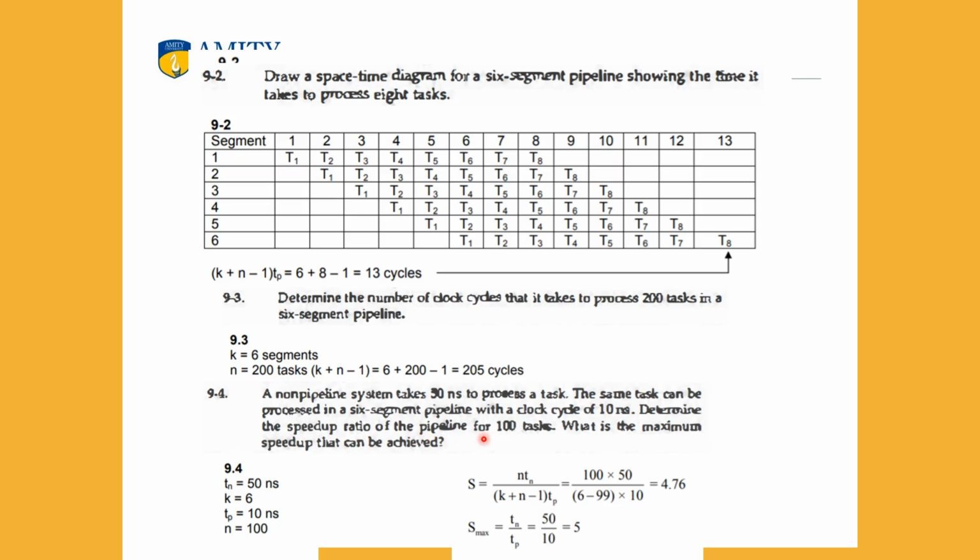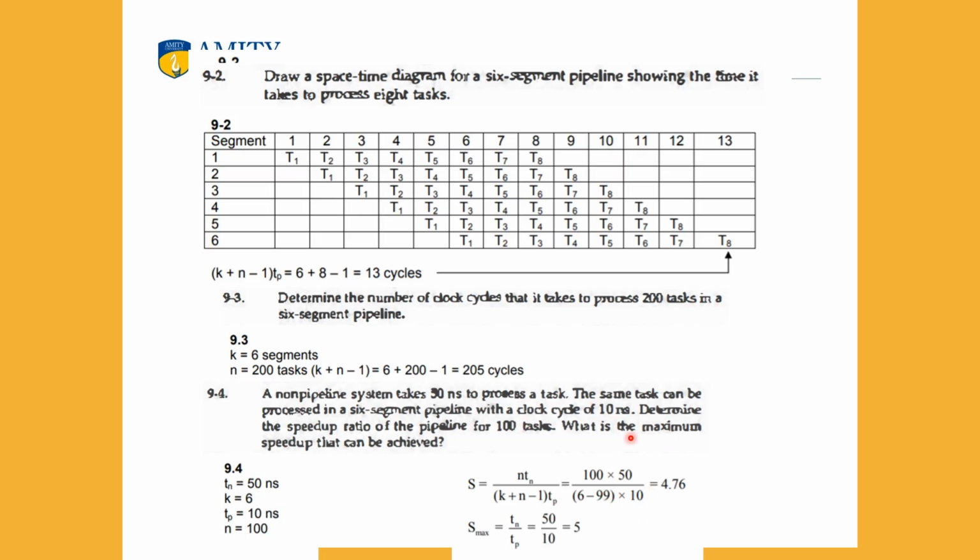And the speedup ratio for 100 tasks. What is the maximum speedup that can be achieved? Since tn is given as 50 nanoseconds and k is given to us as 6 segments, we also have tp as 10 nanoseconds. We can find out the speedup ratio for n equals 100. So we will do n·tn upon (k + n - 1)·tp. So it will be 100 into 50. 100 are the tasks n, into tn, which is 50 for non-pipeline, upon (k + n - 1) into 10 for the pipeline. We get 4.76.